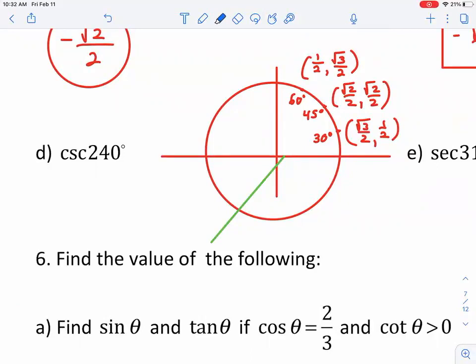And the cosecant is the sine flipped over, so it's going to be the y value in the third quadrant flipped over. So the y value will be negative, and I'm going to flip that over. So that's going to be -2 over √3.